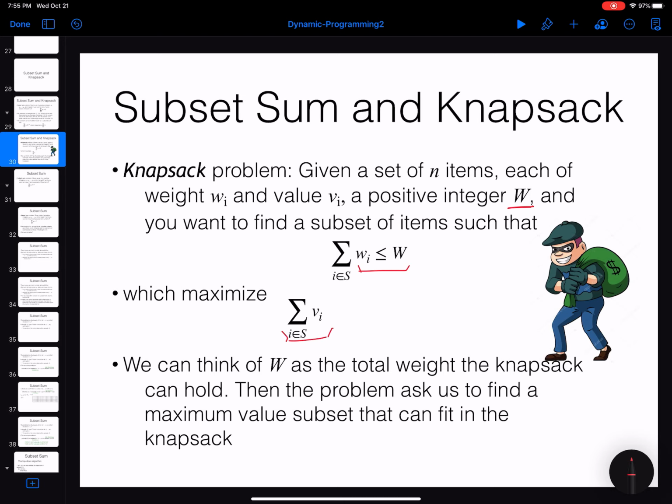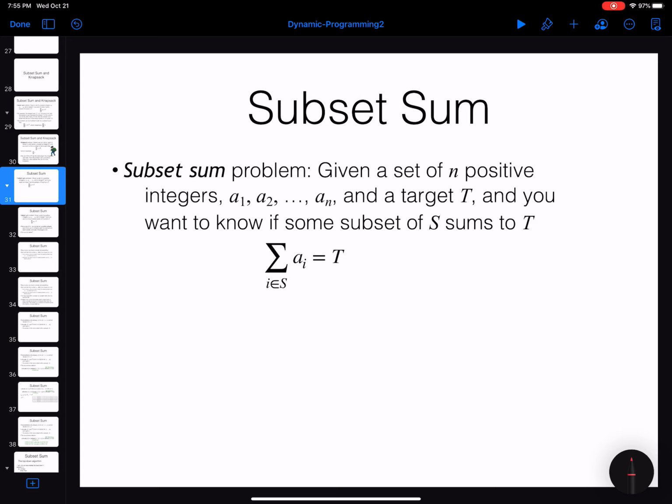So I'm going to explain the original problem, the subset sum problem. And then I will talk about the knapsack. Actually, if we know how to solve the subset sum problem, we can extend that solution and solve the knapsack problem as well. So the original problem was that I have n positive integer numbers and I have a target number t. I want to see if I can find a subset of these numbers that the summation is equal to t.